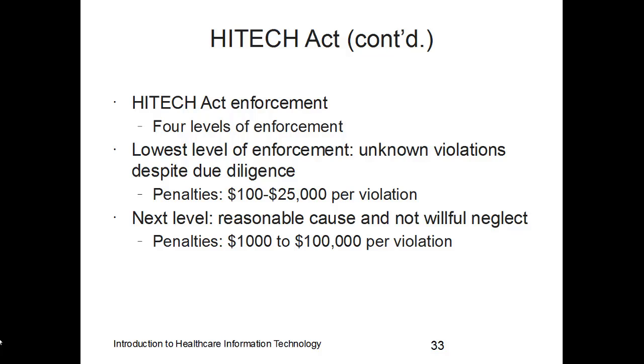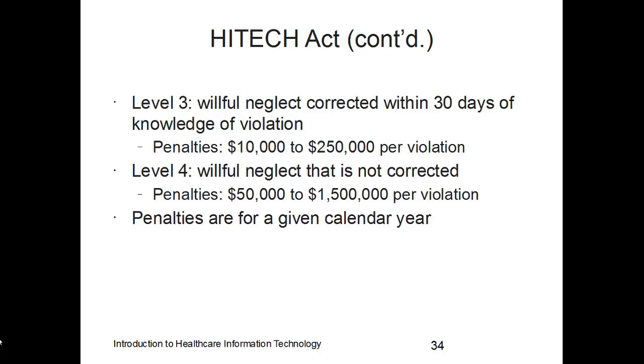So the next level is having a cause and not willful neglect. You probably should have known better, but still made an error anyway. So this is where you have penalties that could range from $1,000 to $100,000 per violation. So the next level, level 3, is where you have willful neglect, but it's corrected within 30 days of the knowledge of a violation. So for here you have penalties between $10,000 and $250,000 per violation. So you know you did something wrong, it was found out, and it's fixed within 30 days. And the highest level of enforcement is level 4, where there's a willful neglect that is not corrected.